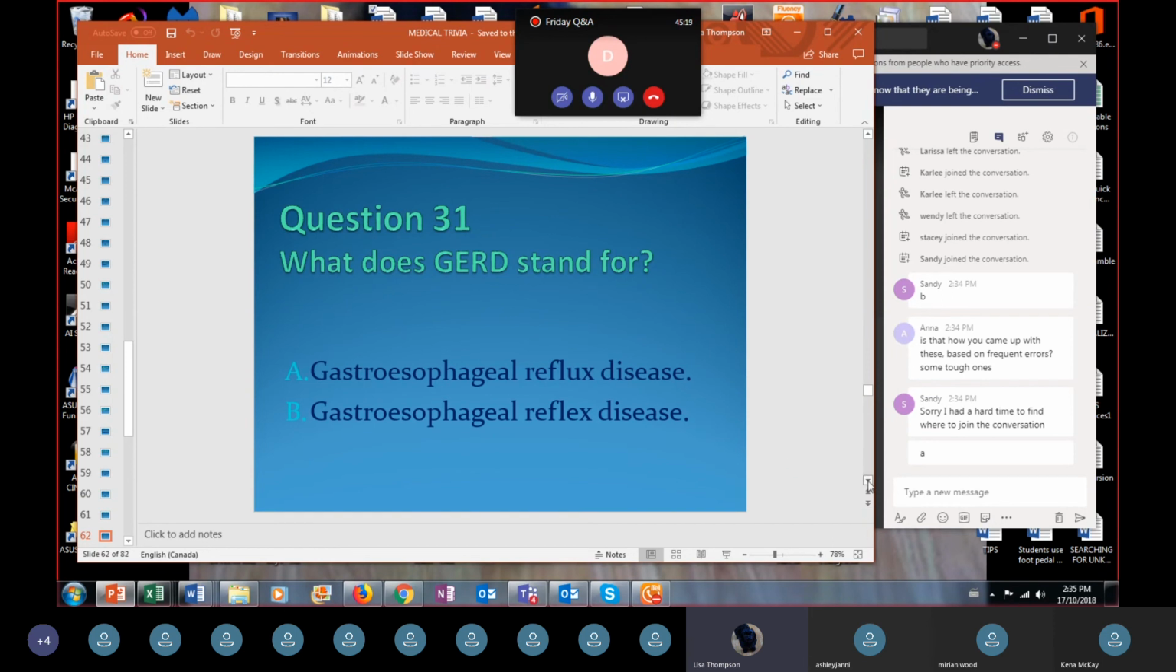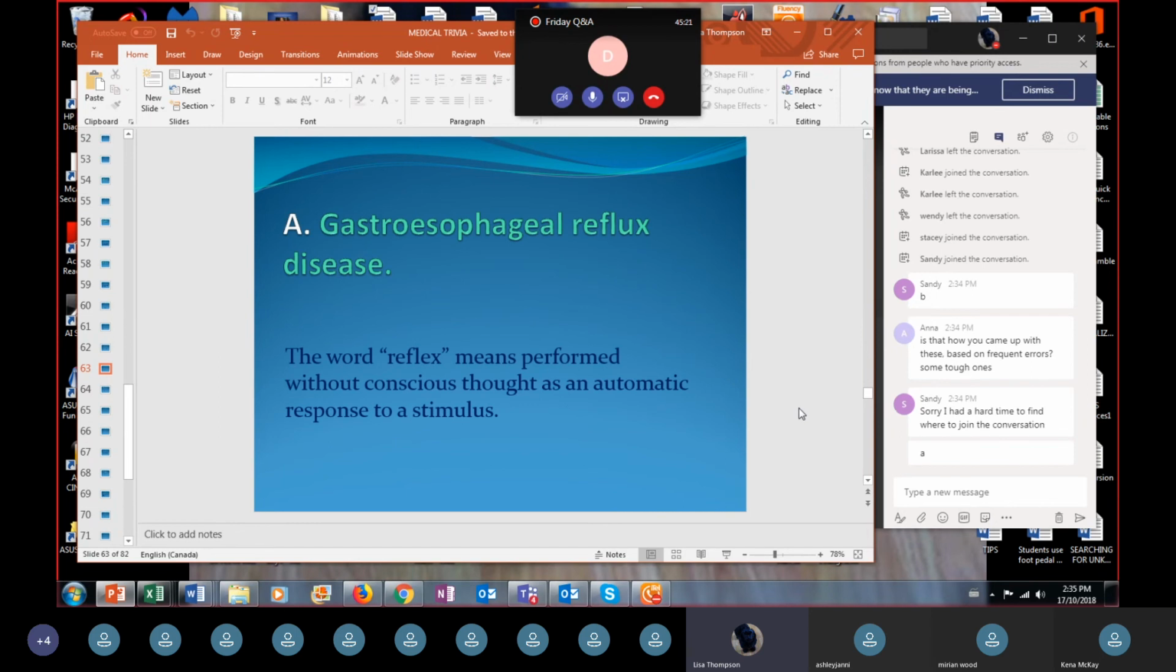Okay, so the answer is gastroesophageal reflux disease. The word reflex means performed without conscious thought as an automatic response to a stimulus, like when the doctor hits you below the knee to test your reflexes.